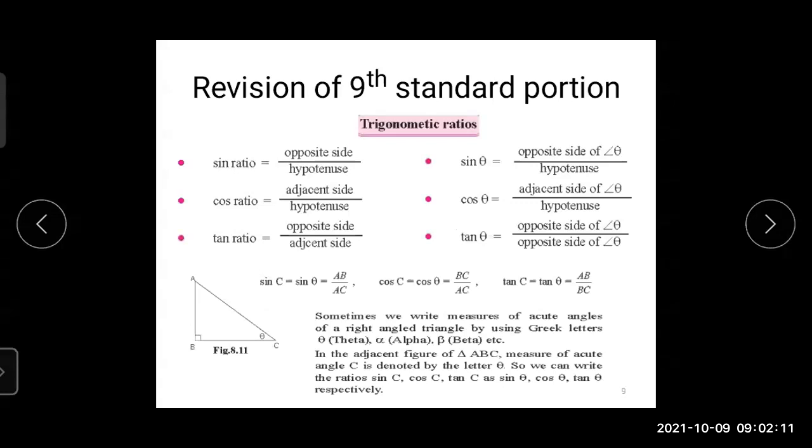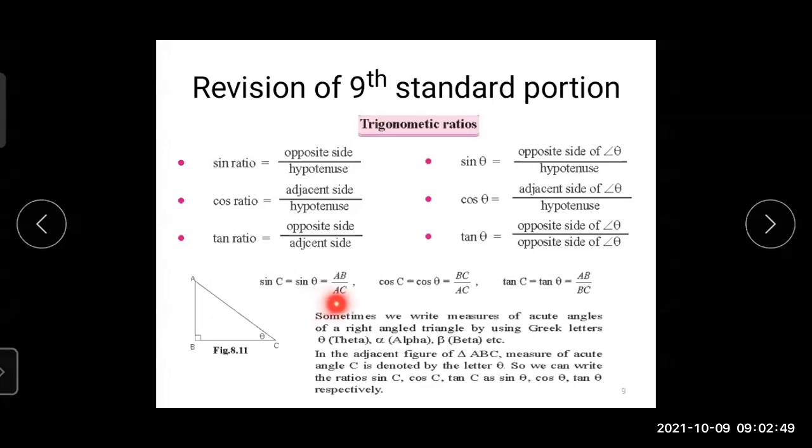So see the ratios. Sine ratio is opposite side upon hypotenuse, that is sin theta, opposite side of angle theta upon hypotenuse. Then cos ratio is adjacent side upon hypotenuse, that is cos theta will be adjacent side of angle theta upon hypotenuse. Tan ratio is opposite side upon adjacent side, and tan theta is opposite side of angle theta upon, sorry, it will be adjacent side.